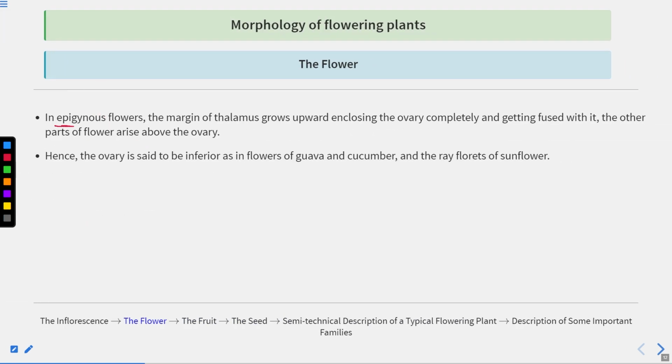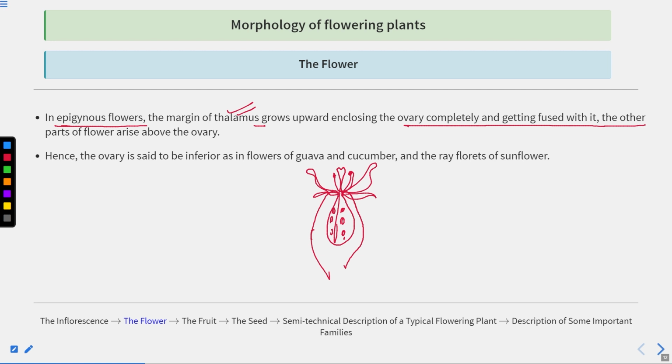Now, in the epigynous flower, the margin of the thalamus grows upward, like this. The margin of the flower goes upward, enclosing the ovary completely. The ovary is this part. This is the androecium. Here you can see the other floral parts. This is the ovary. It is totally embedded inside the thalamus. So in epigynous, the margin of the thalamus grows upward, enclosing the ovary completely and getting fused with it. The other parts of the flower arise above the ovary. Hence the ovary is said to be inferior, as in the flower of guava and cucumber and the ray florets of the sunflower.